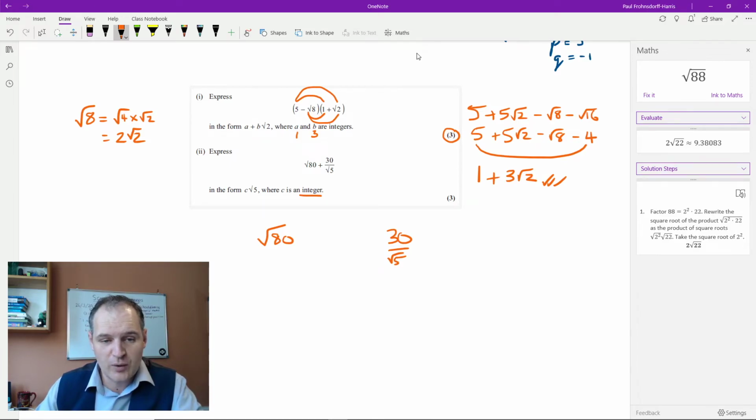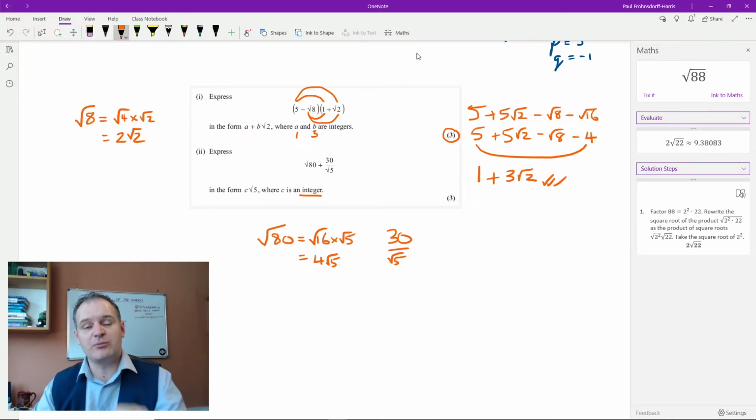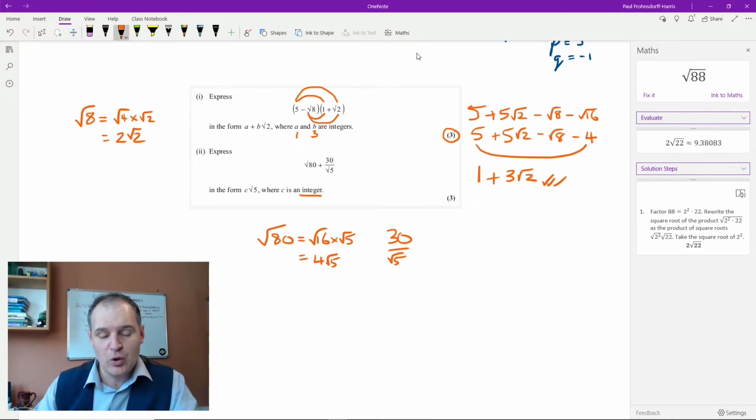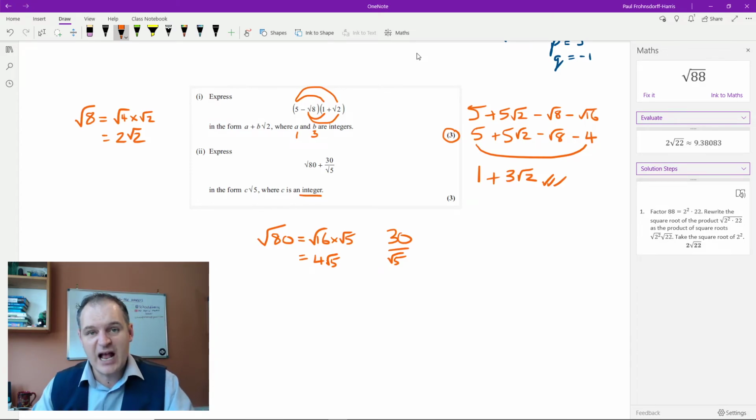You can do it all in one go, but I like to rewrite that as root 16 times 5. Unfortunately, it's the same one we've already done: 4 root 5. At least it makes sense why we're racing through that one. And this one, surd on the bottom alert. As soon as we see a surd on the bottom, we know we're not having that. Okay, that's the root of all our problems.